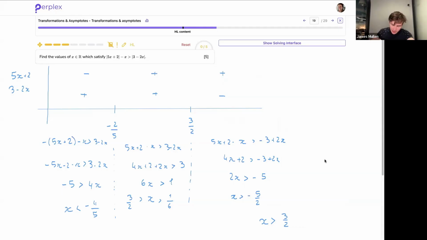Okay? And I just realized I made a small typo over here. It's not negative 4 over 5, it's negative 5 over 4. So that's my bad. I just almost missed that. But let's collect what I know now.